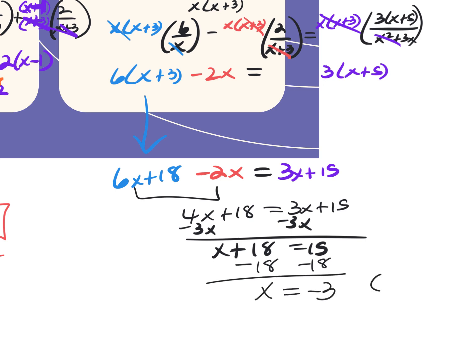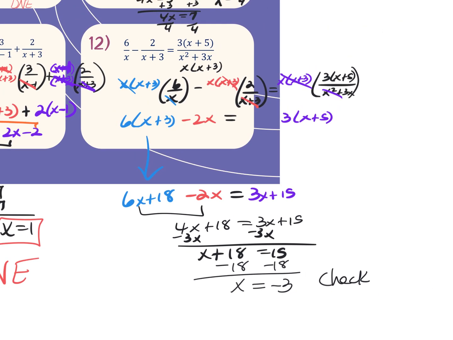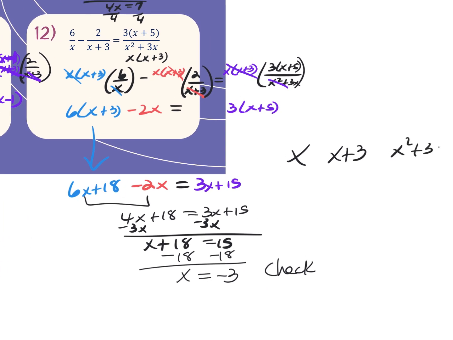I need to check. And when I check it, my denominator was an x and an x plus 3, and then the x squared plus 3x. So if I plug it in here, this one's okay, but as soon as I plug it into this one, I get 0. So this is no solution, does not exist.